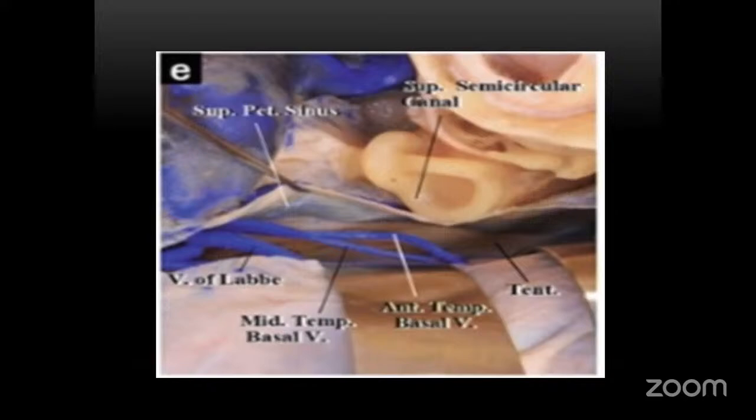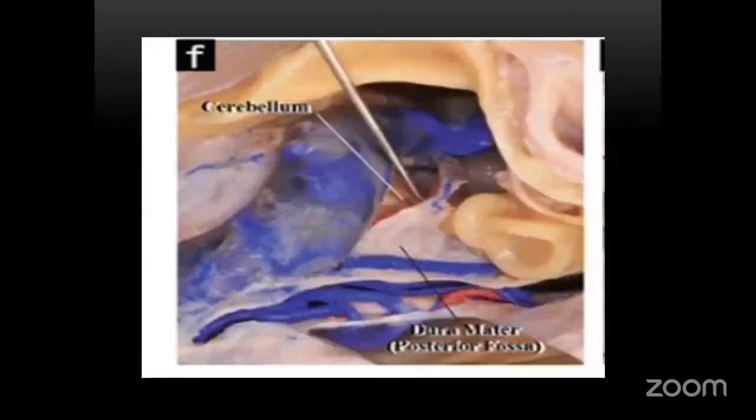When you cut it down, this is another picture, the same picture, where we have given the incision at this area, and we get access to the posterior part, that is the cerebellar area, and that is the dura mater of the posterior fossa that we have cut down.